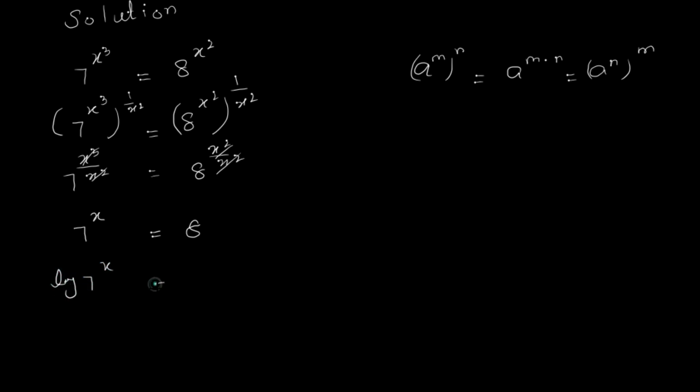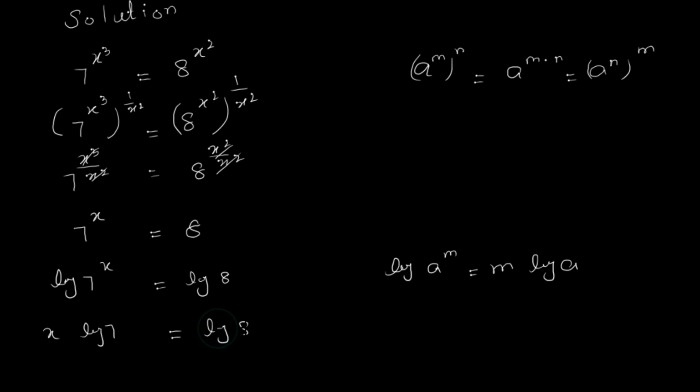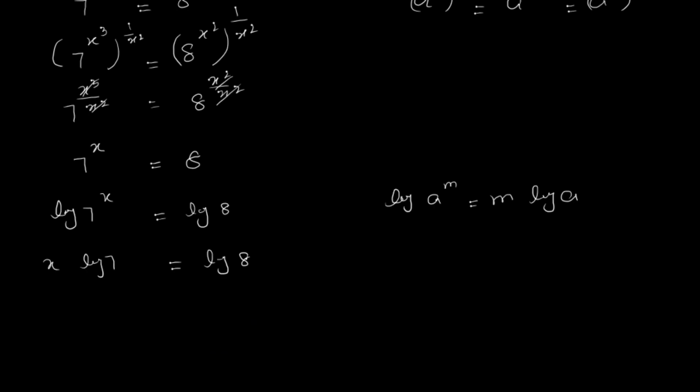Now taking log on both sides, log of 7 power x is equal to log of 8. Now apply this log rule: if log of a power m, then we can write m into log of a. So x into log of 7 is equal to log of 8, and x will be equal to log of 8 over log of 7. This is the solution of our given problem.